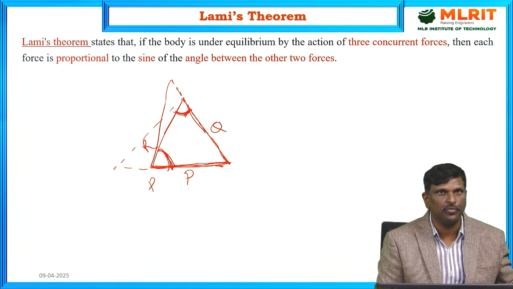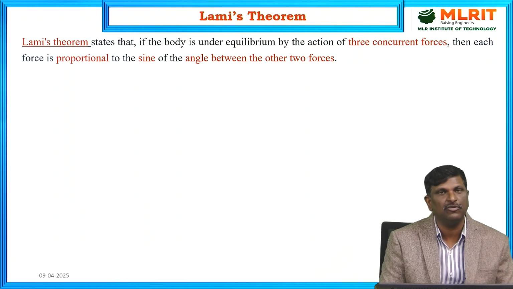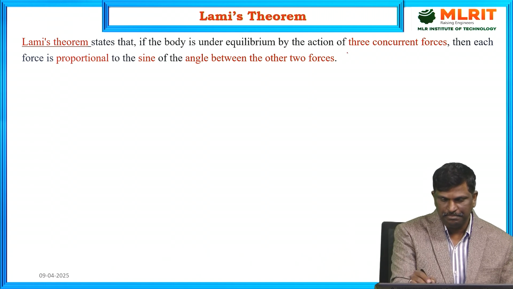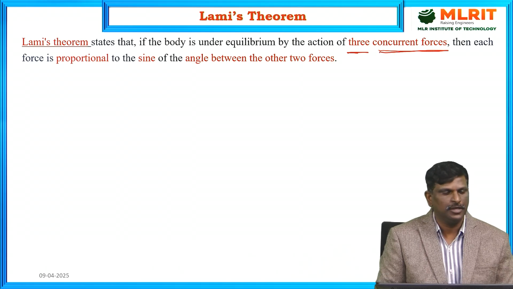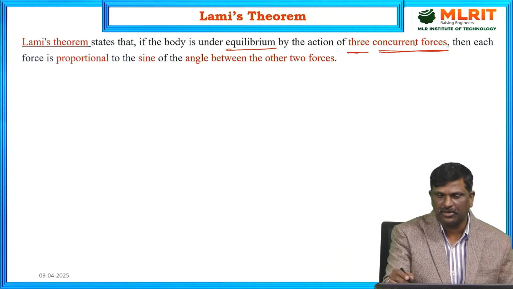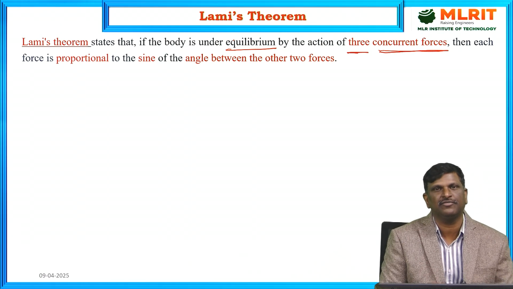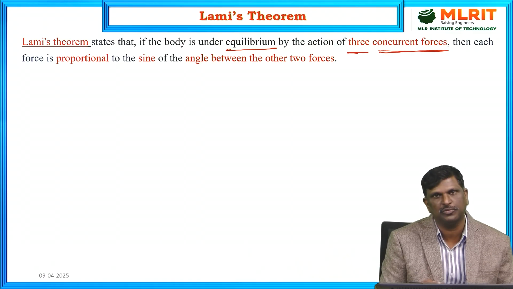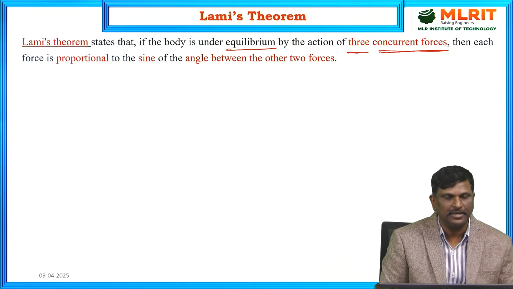By using this property of the triangle, Lami derived an equation which we can apply to the equilibrium of forces. And this Lami's theorem is applicable only when three forces are acting, and the three forces must be concurrent, and the body should be under equilibrium. Then if three forces are acting, all concurrent, and the body is under equilibrium, what shape will we get if we try to draw the force polygon? We will get a closed triangle. So that's why the property of the triangle we can apply to the forces.